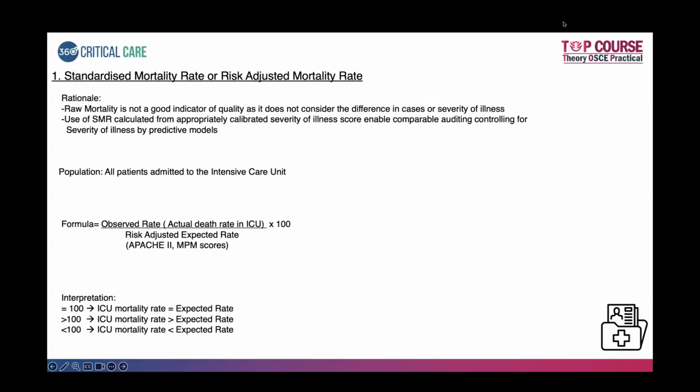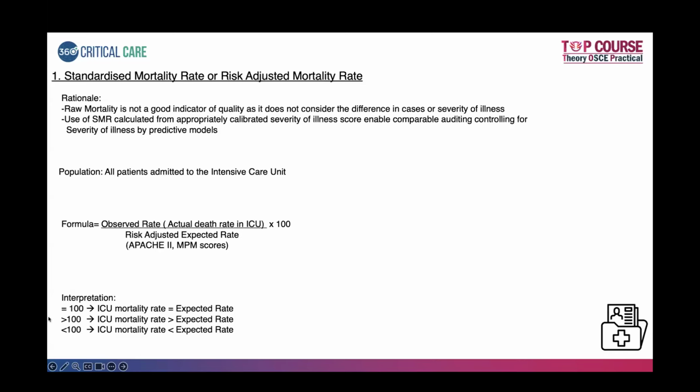The formula is the observed rate, that is the actual death rate in the ICU, which is the number of patients who died divided by the total number of patients, and the risk-adjusted expected rate, which is taken as a mean. That is, for the patients who have been admitted to the ICU, you calculate the Apache score and then you take the mean of it.